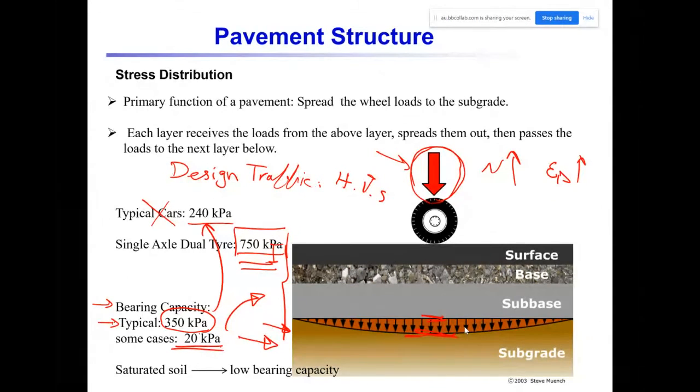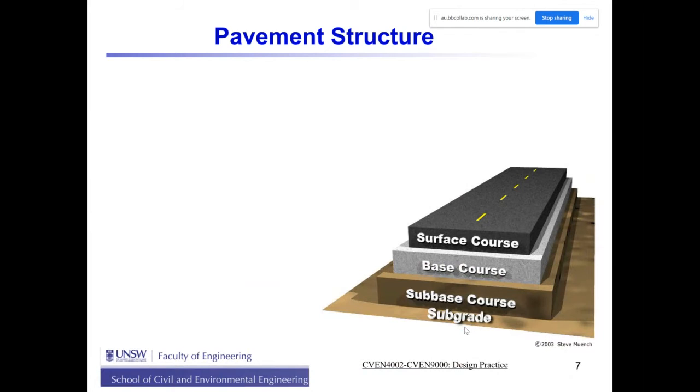Therefore, if, for example, you are designing a road in an area with heavy rainfall, generally you need to consider the undrained condition for the subgrade and design and determine the undrained bearing capacity of the soil.